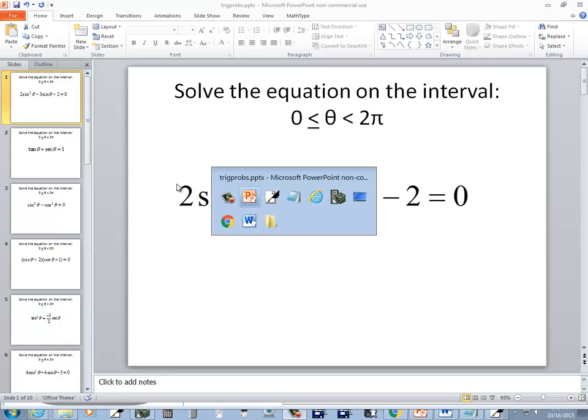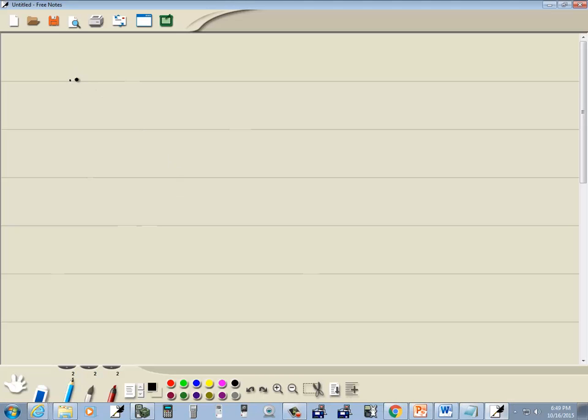Let's take a look at this problem. We've got 2 sine squared theta minus 3 sine theta minus 2 is equal to 0. Now all of these are in the same trig function, sine, so we'll try to factor it.